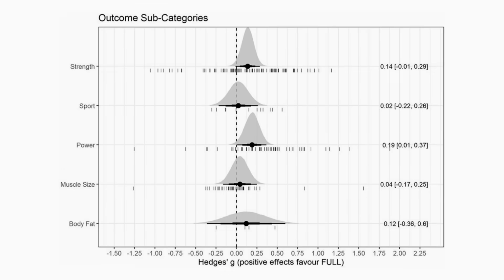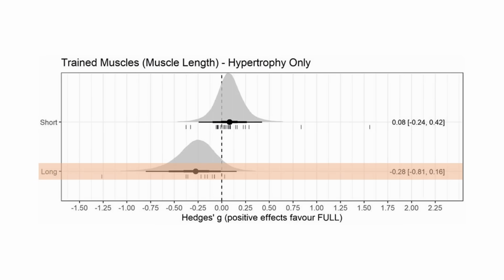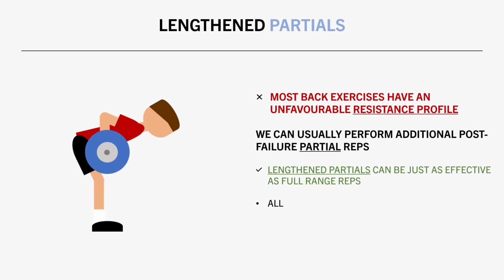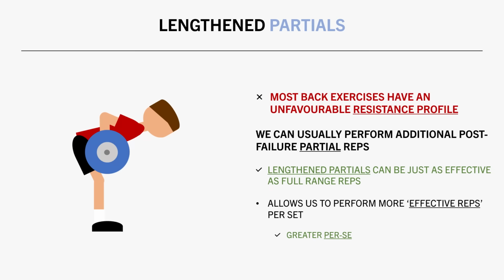It was found that overall, full range of motion seems to be marginally favorable for hypertrophy compared with partial range. However, when partials are performed in the lengthened position, the evidence tends to find slightly superior growth using partial range of motion training. So by performing post-failure lengthened partials, we are able to achieve more reps each set in the most effective range of the exercise. This is likely to improve the hypertrophic stimulus of each set to a small magnitude.